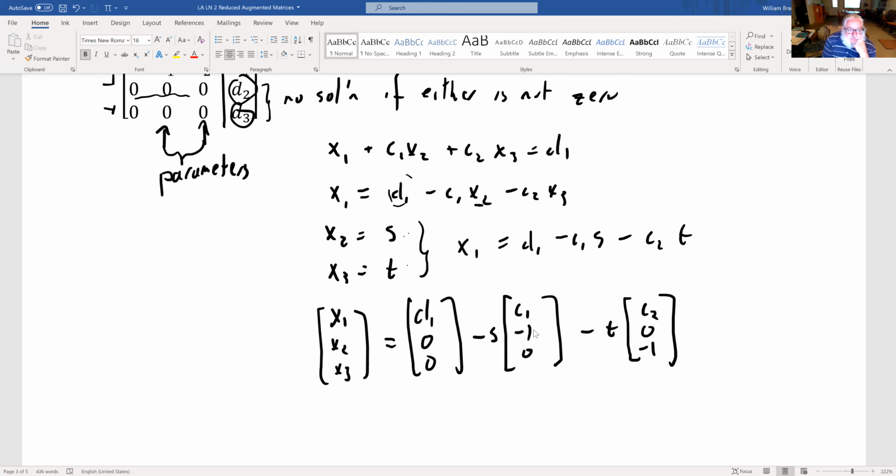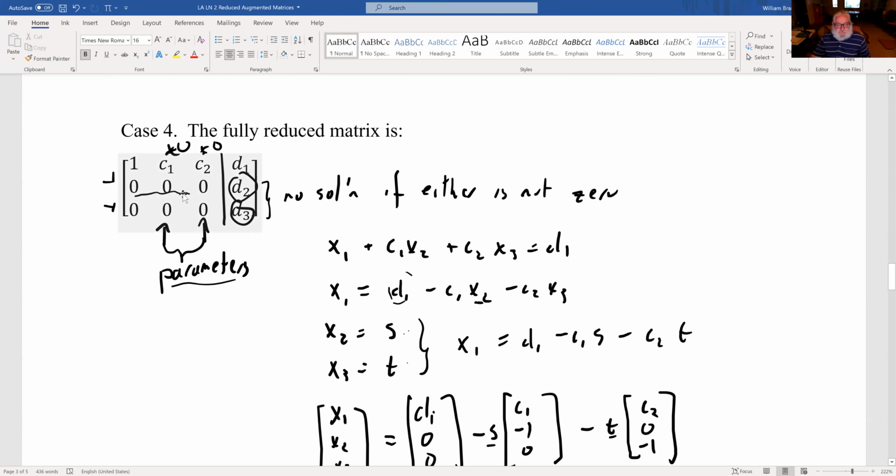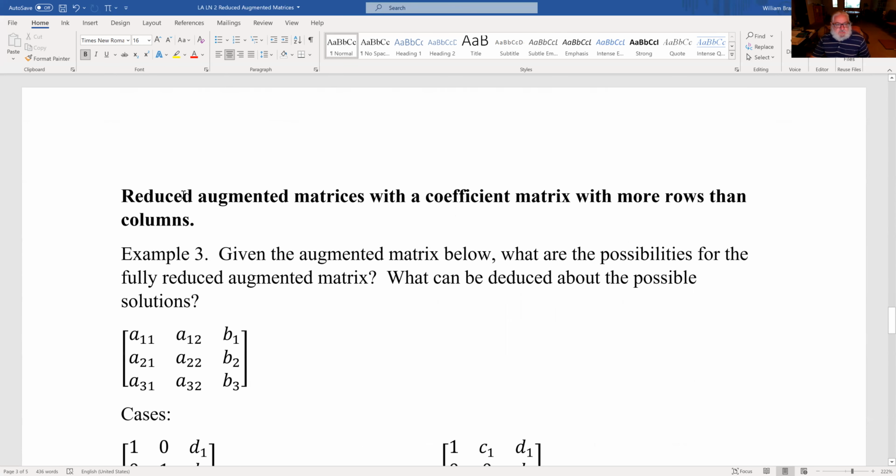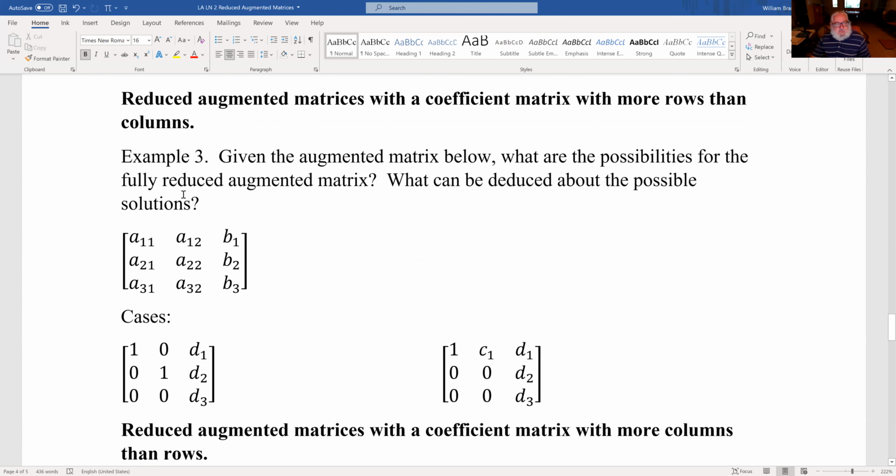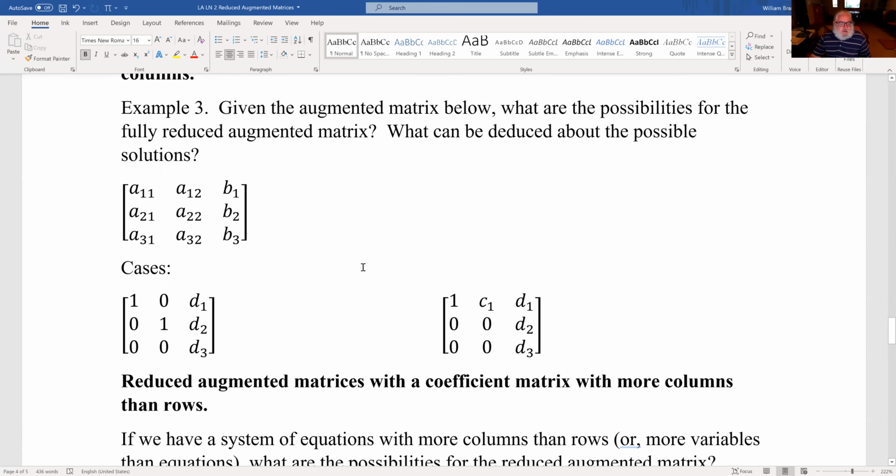So infinitely many solutions, because if you actually knew what the numbers were, any choice you make of s and t gives you a new solution. So if you know what the shape of the reduced matrix is, you can read off what types of solutions you get by playing with the reduced matrix.